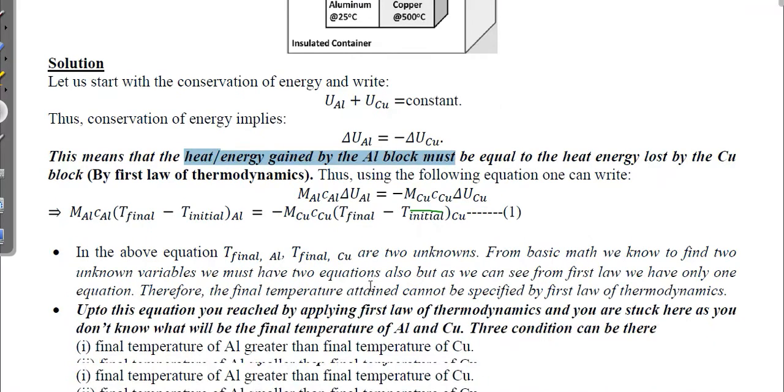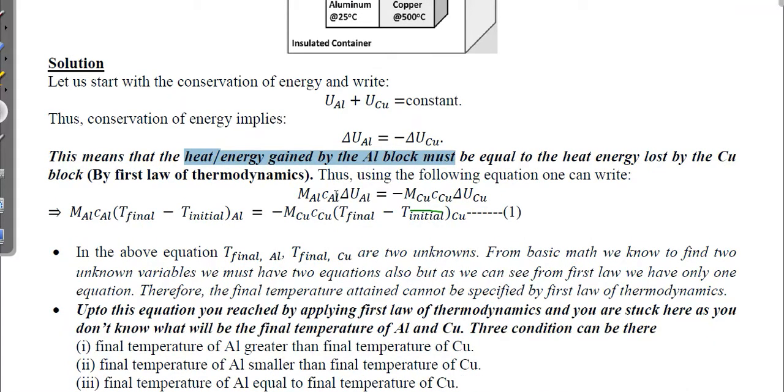So we have written this formula: mass of aluminum, C of aluminum, delta T of aluminum equals minus mass of copper, C of copper, delta T of copper. So we have put the formula. If you closely see this relation, let's find out what the knowns and unknowns are. Mass of aluminum is given, C of aluminum is given, T initial of aluminum is given, mass of copper and C of copper are given, and T initial of copper is given.